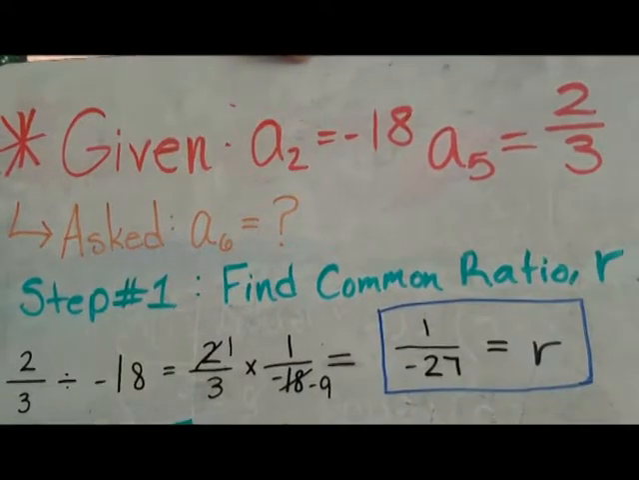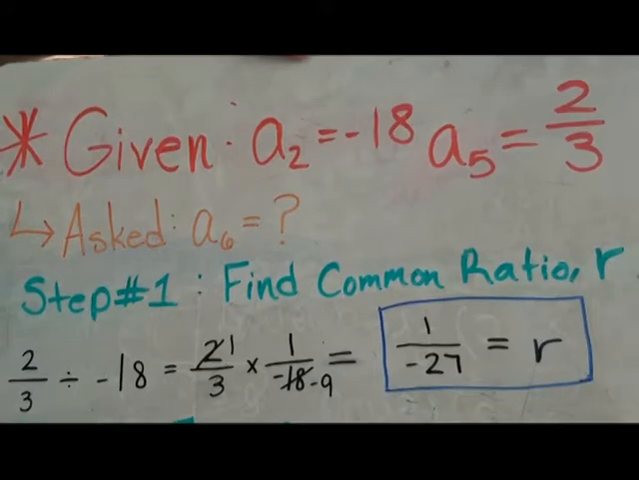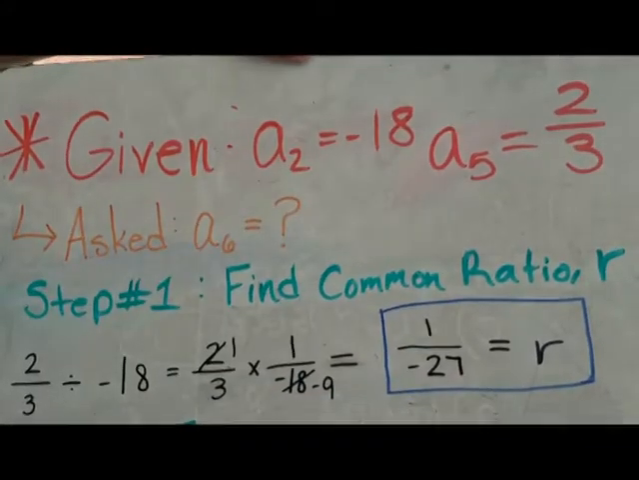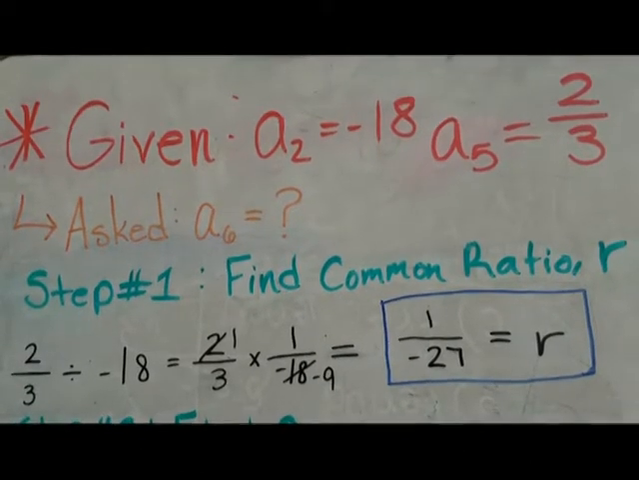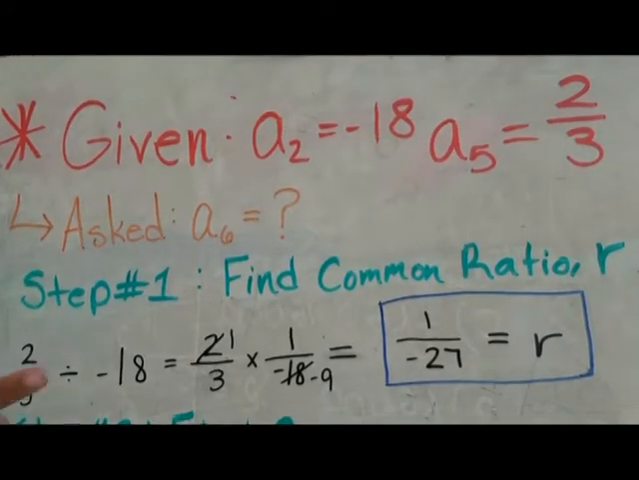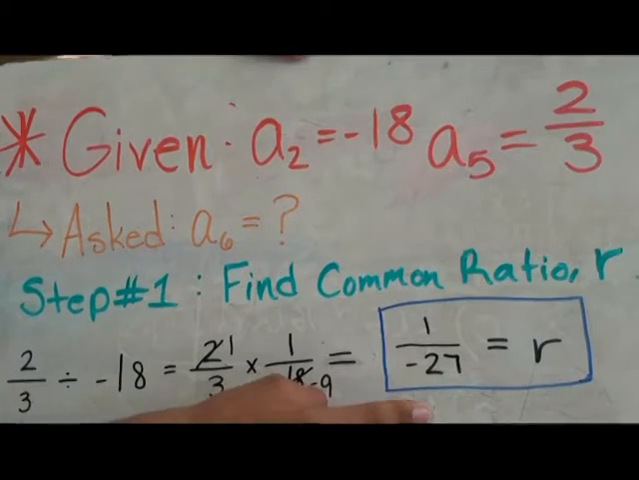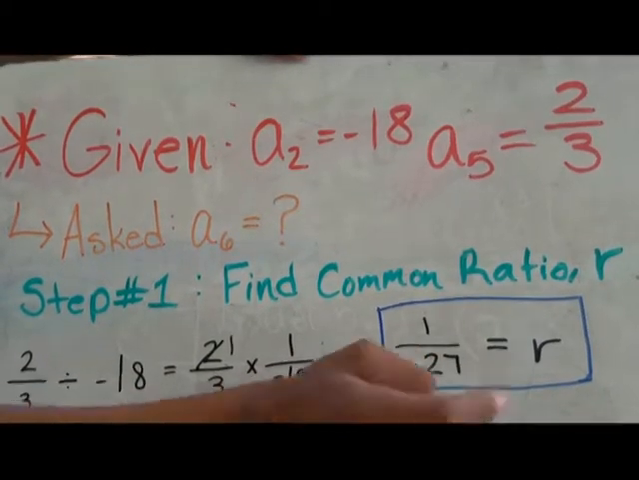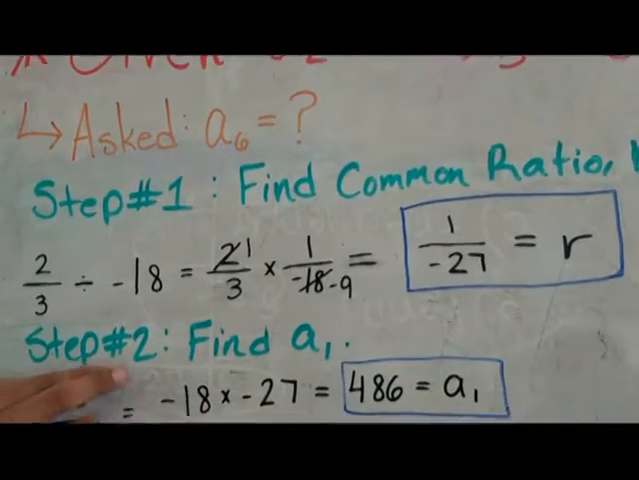So for this problem, we were given the second term, a2 is equal to negative 18, and the fifth term, a5 is equal to 2 over 3, and we were asked what the sixth term would be. So the first step would be to find the common ratio r. To do this, we took 2/3 divided by the negative 18 to get 1 over 27 is equal to the common ratio r.